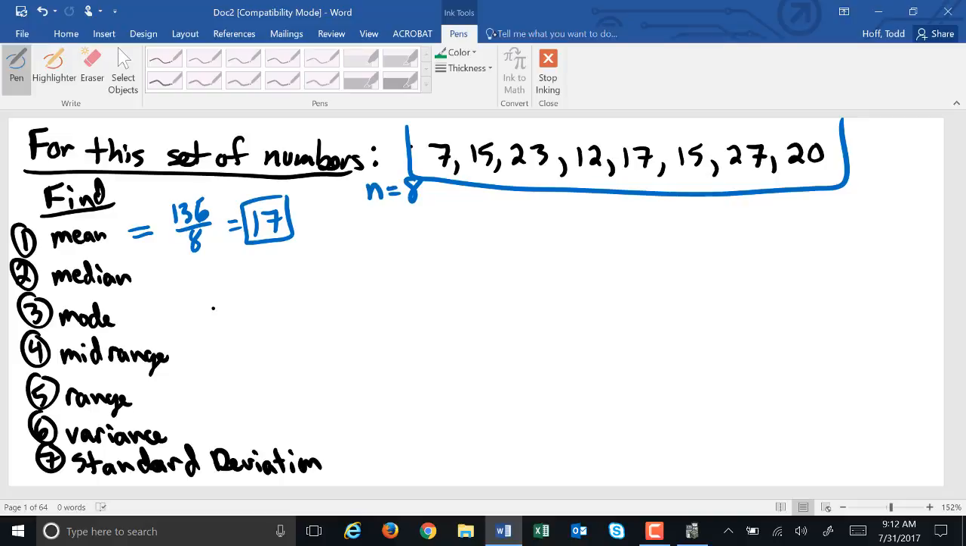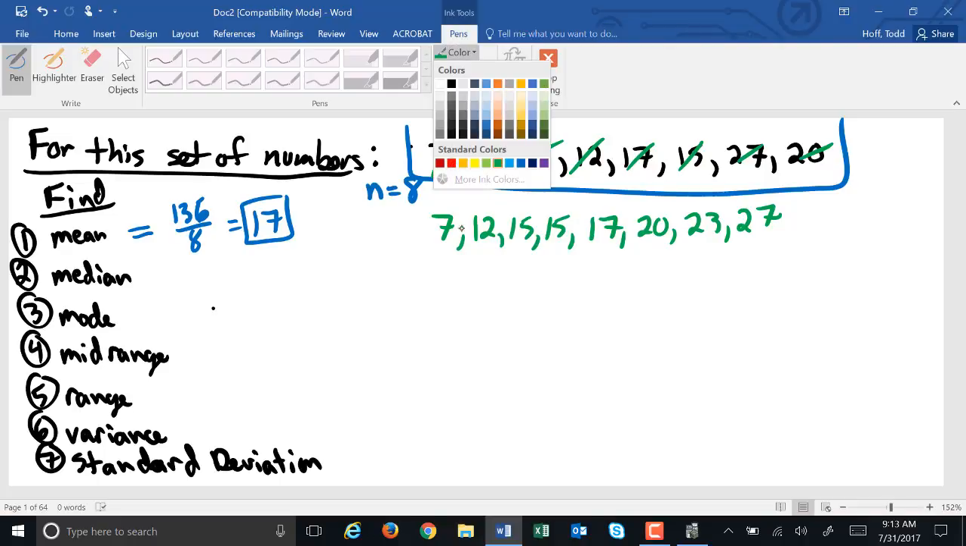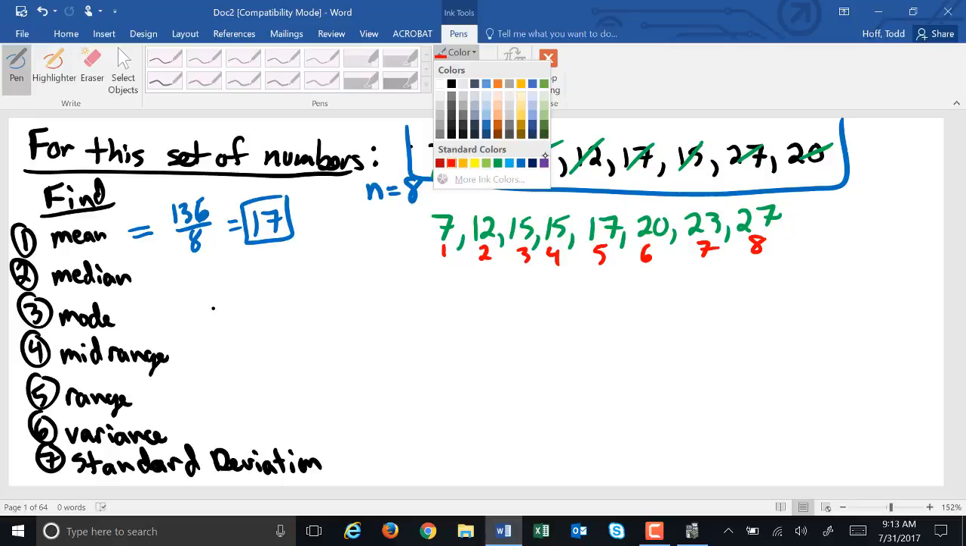Now for the median, what's the first thing we have to do? Put them in order. So 7, 12, 15, 15, 17, 20, 23, and 27. Just to make sure I've got them all there, I'm going to number them. And I do have 8. Also, numbering them helps us with the next step.